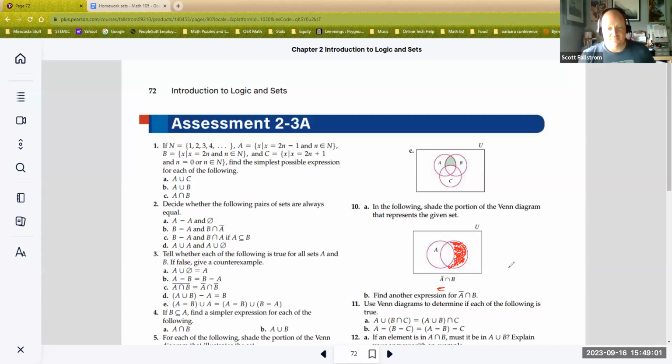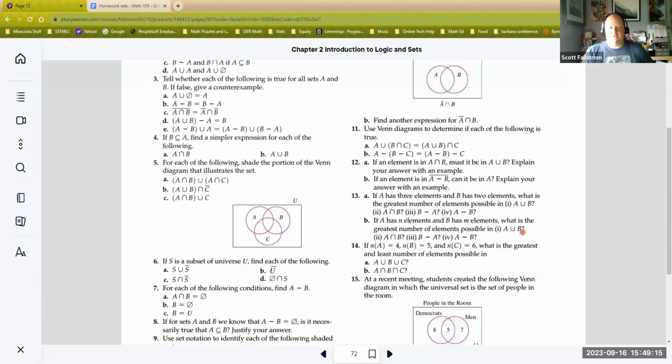Then it says, what's another expression for this? Well, I could write B and not A, or you could write B and then take out everything that's in A. That's the same pieces. All right. I think that's about it. If A has 3 elements and B has 2 elements, what's the greatest number possible here? What's the least amount possible here?